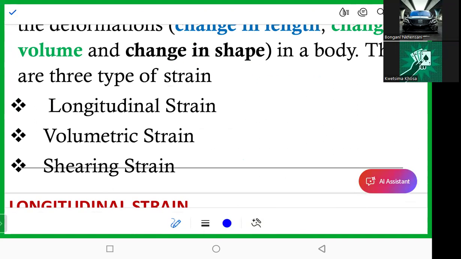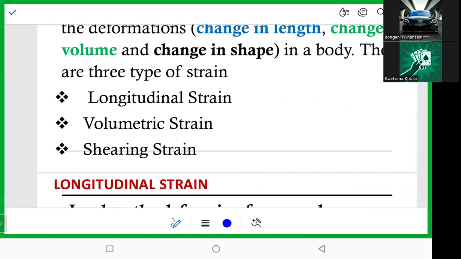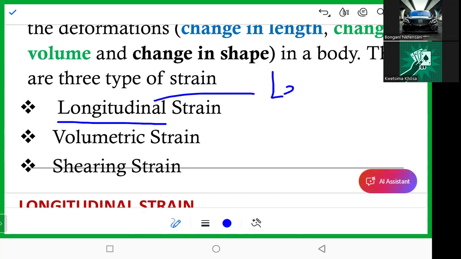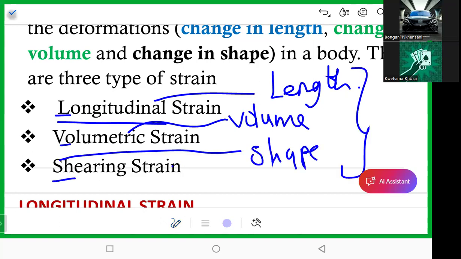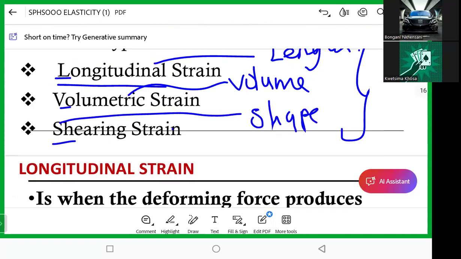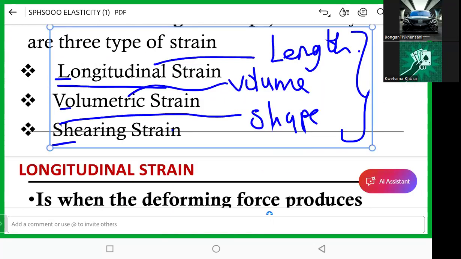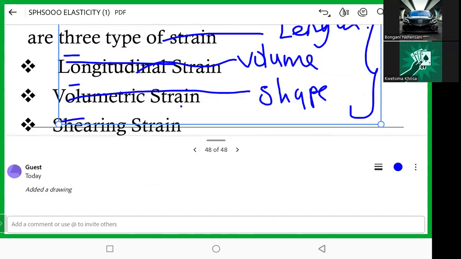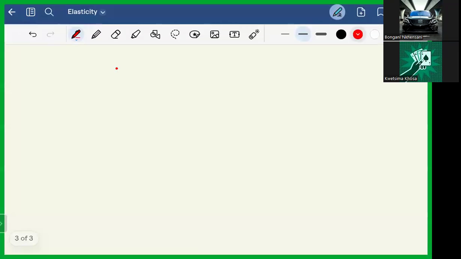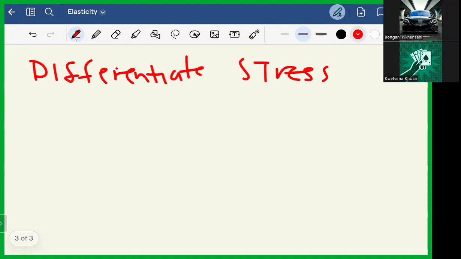Now let me see if I can actually show the amount of force that's applied to express the changing shape. So if they ask you to differentiate between stress and strain, this is how you will write it. Let me come here. Let's say they say differentiate the two terms, stress and strain.